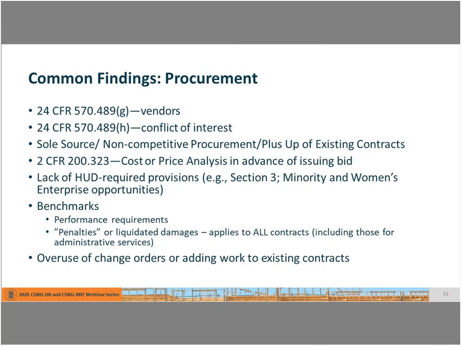We talked earlier, again, and these are things that are important, about having a cost or price analysis done in advance of a procurement. In addition, the penalty or liquidated damage clause applies to all contracts. These benchmarks are included not only for construction, but also for management or administrative services. And then finally, you want to make sure that you're looking at any overuse or suspicious change orders that take a base agreement and multiply its dollar value well beyond what its original intent or scope was.